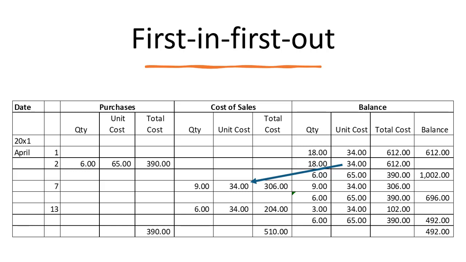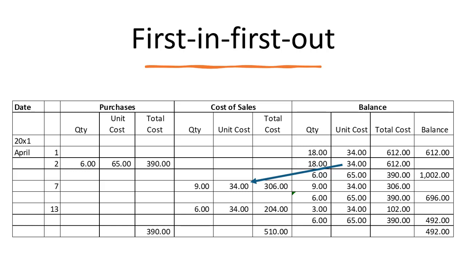Then you will see in the balance section, instead of 18, we only have 9 for that $34 unit cost. And then the 6, we still have it because based on first in, first out, it will not be out yet until we have eliminated all the items at the beginning or the earlier purchases. So for the 9 units, we still have $306. For the 6 units, which cost $65, we have $390. So the total balance of our inventory will be $696.